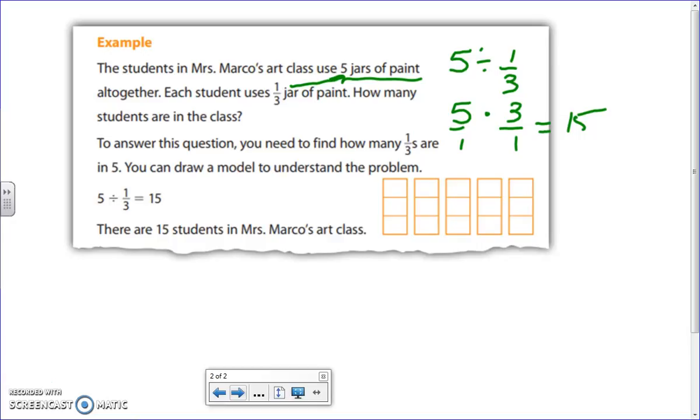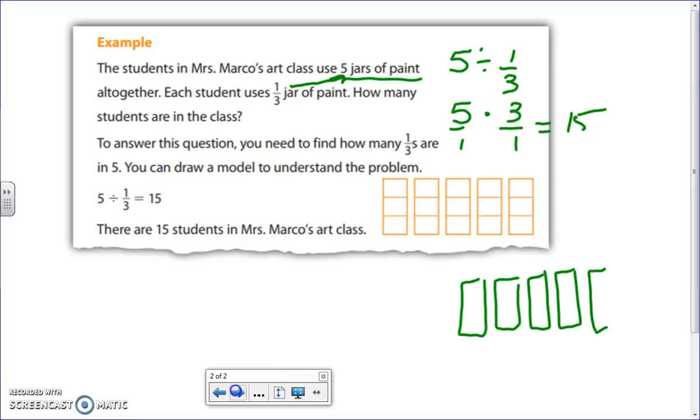A way to model this would be like this. We can model the 5 jars of paint. And if we need to know how many 1/3 there are in 5 jars of paint, I would chop them into thirds. If we need to know how many 2/3 were in 5, I would still separate them into 1/3 pieces. I would just count every 2. In this case, though, it's just every 1/3.